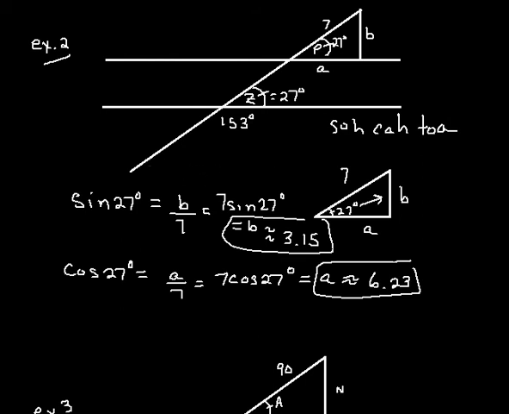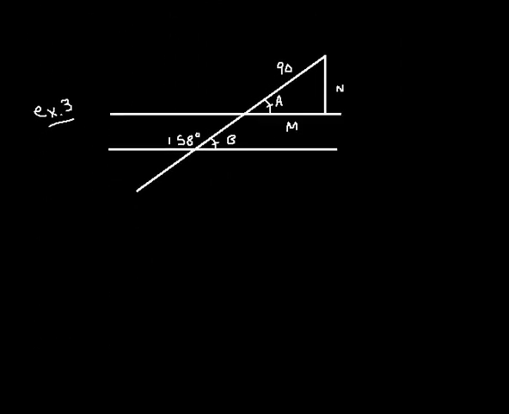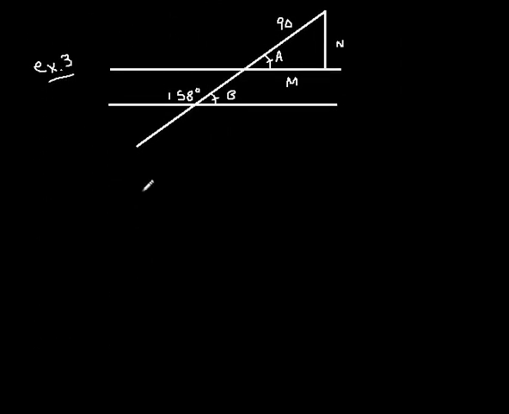Let's try one more. Here we go. Same idea, except instead of having 158 down here, we have it over here. First thing we're going to do is figure out B by subtracting 158 from 180. And we're going to get 22 degrees. You can stop the video if you want and try this using trig, because it's the same thing, and see if you can get it.